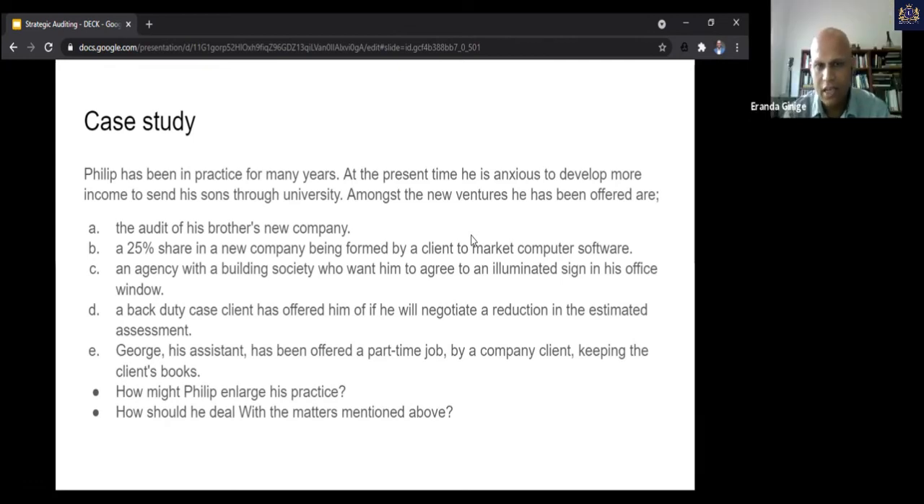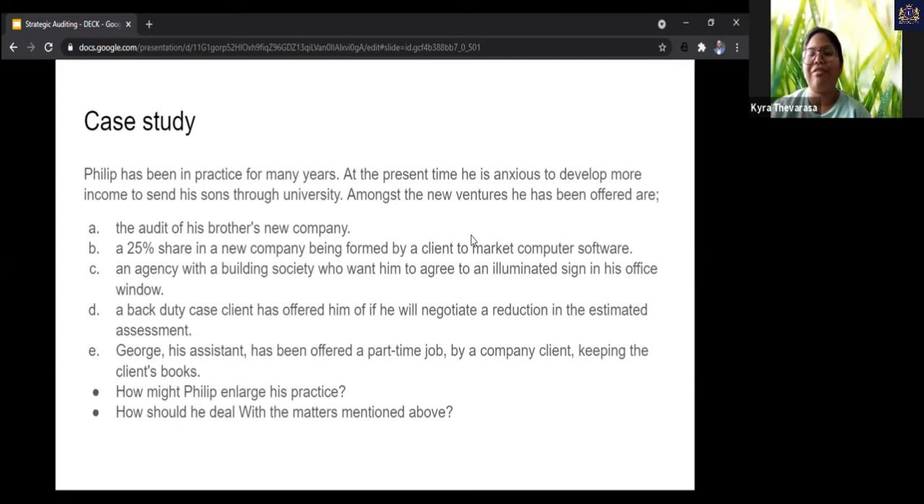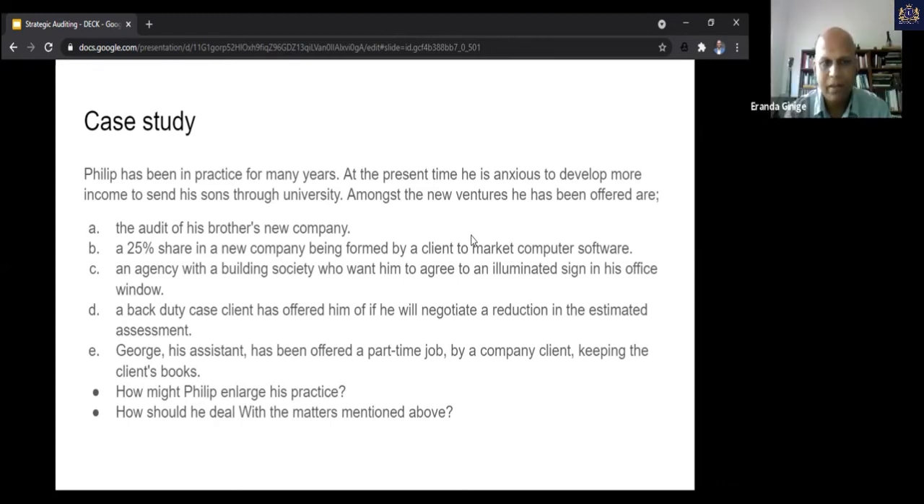It would, yes. So it looks like all of these are a no-go. Yep. I don't think any of it can be applied for him to be auditor. He could take the share, definitely, yes, and George can keep the part-time job, but for him to be auditing all these 5 companies, I don't think so. Yeah. So how do you think Philip can enlarge his practice?